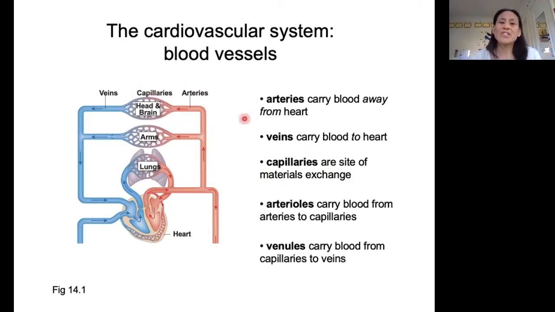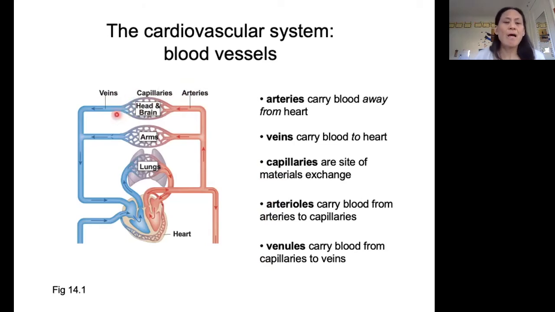Okay, so in addition to the arteries, the veins, and the capillaries, we have these intermediate blood vessel types as well. I guess they are not labeled in this figure, but we have the arterioles, which occur right here between the arteries and the capillaries. Okay, and then we have the venules, which carry blood between the capillaries and the veins. So they would be right here.